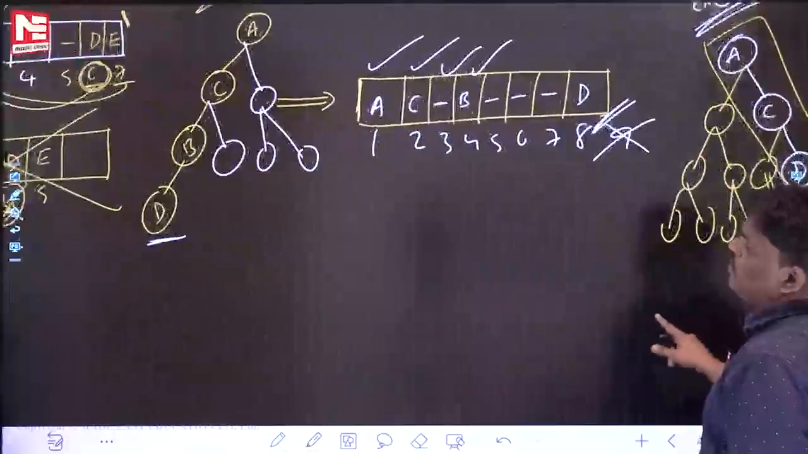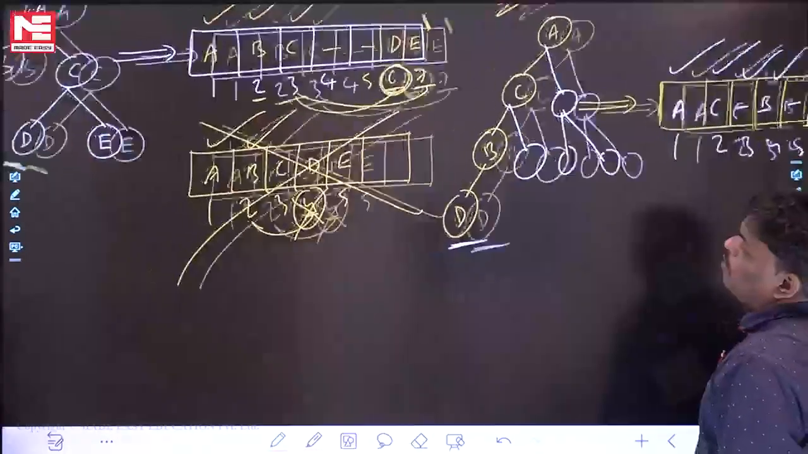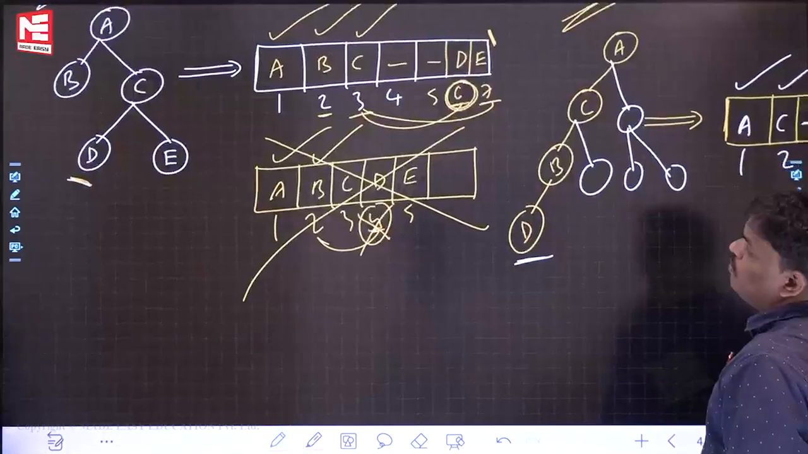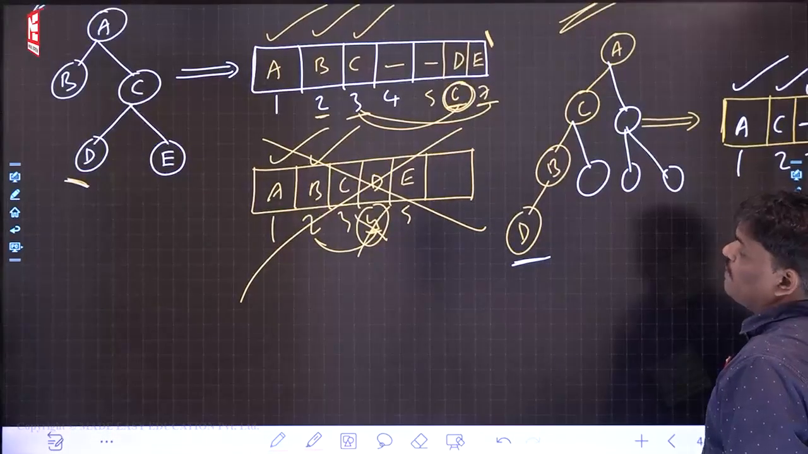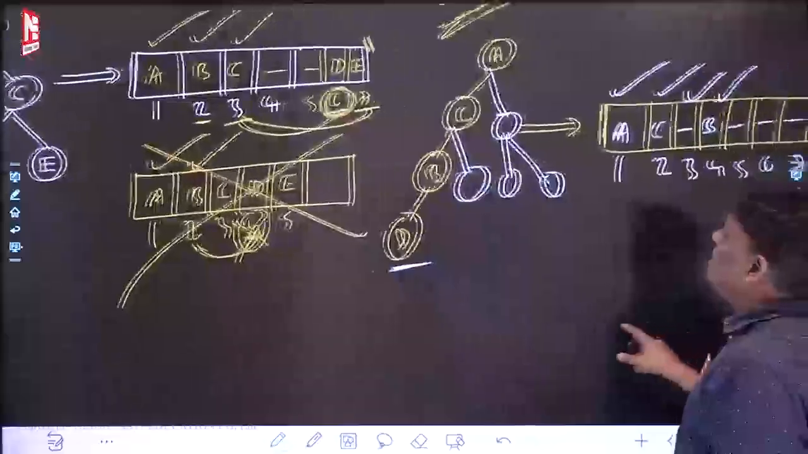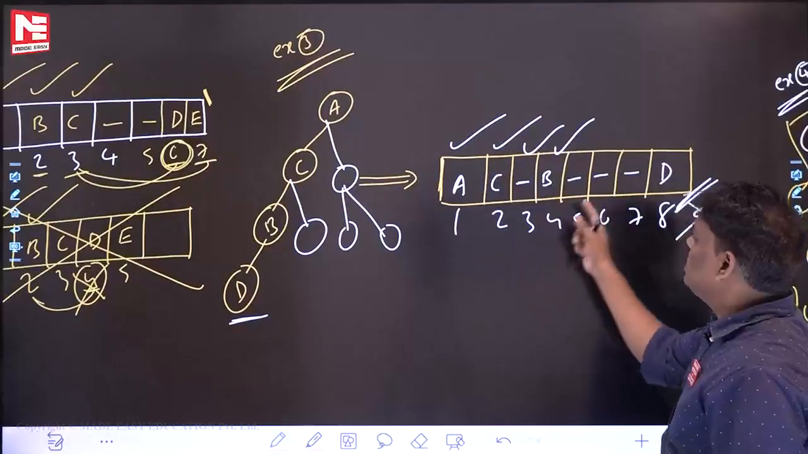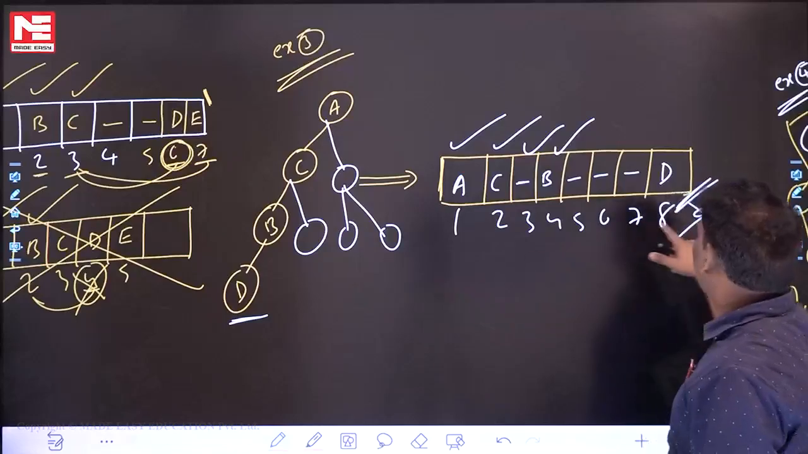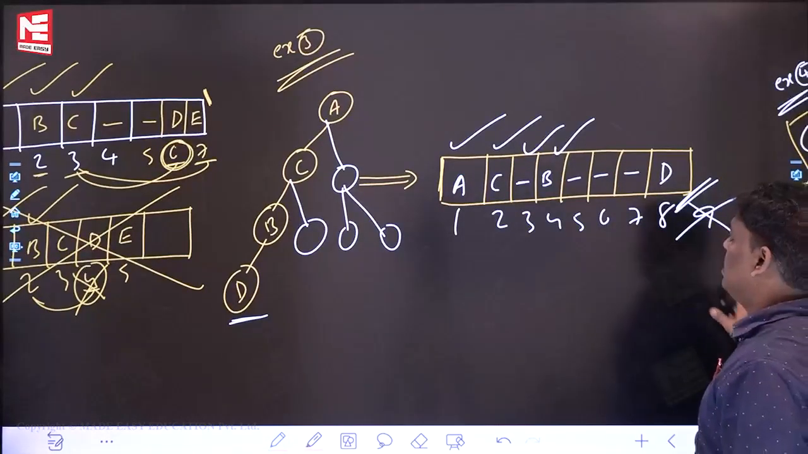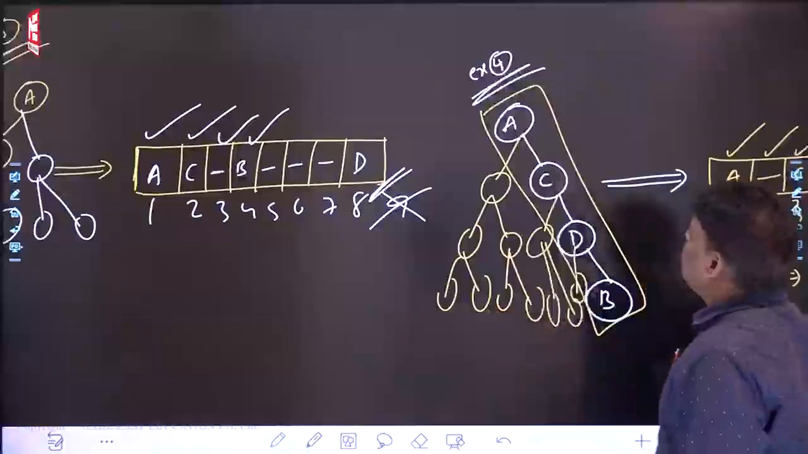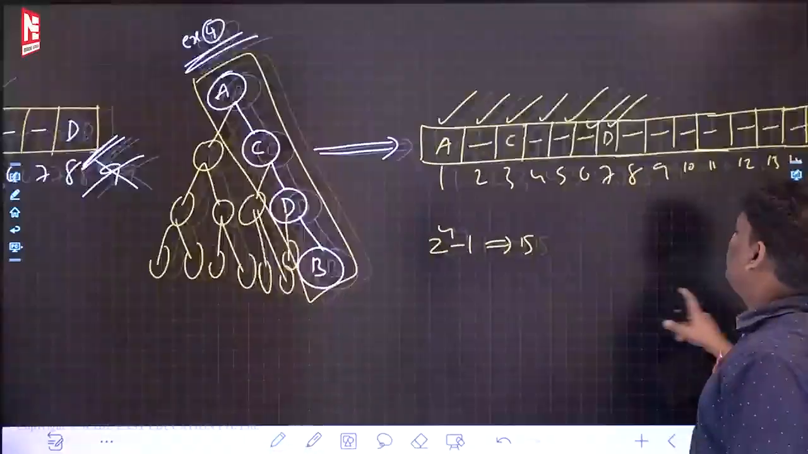But in the second and third problems, if you observe, a little bit more space is required. In the second problem, how many nodes are there? 5. But how many slots are required? 1 to 7, 7 slots required. In the third problem, only 4 nodes are there. How many slots required? I think 8 slots. In the fourth problem, 4 nodes are there and 15 slots are required.